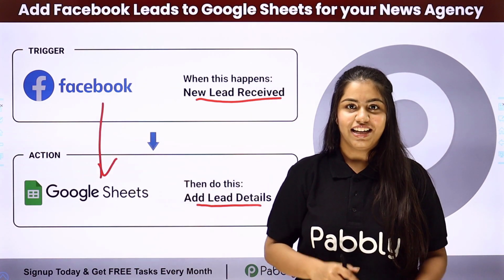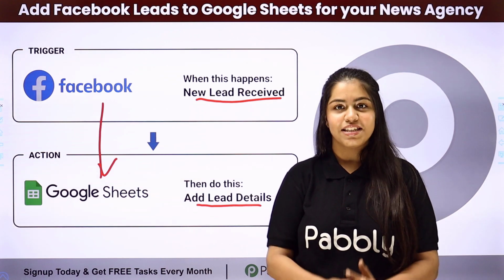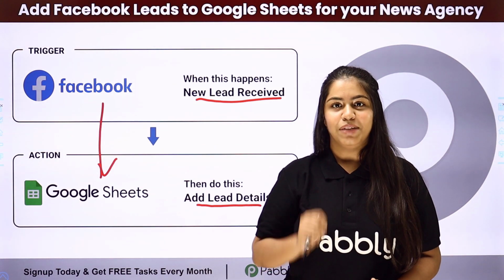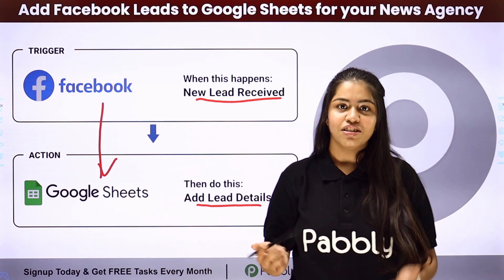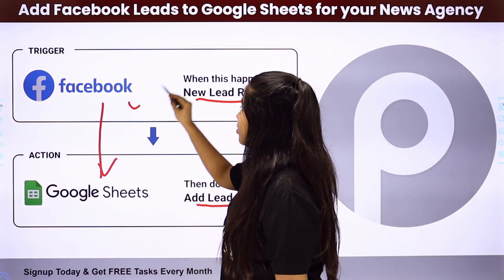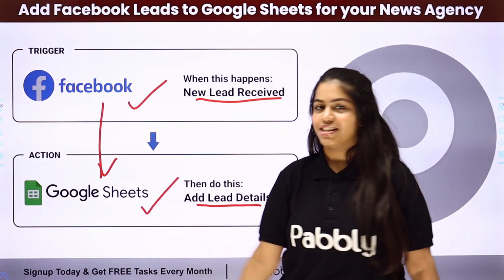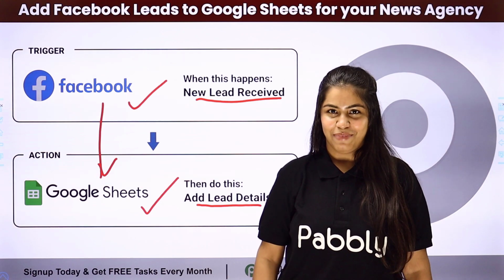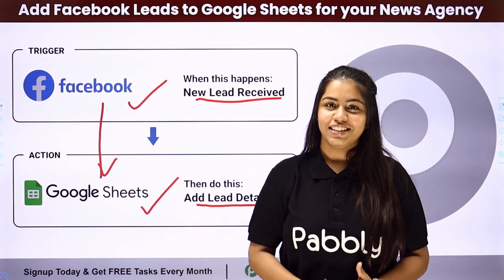To create this integration we are going to use Pabbly. It's an amazing automation software. In Pabbly, we have the concept of trigger and action. So for trigger, we are going to use Facebook, and for action, we are going to use Google Sheets. If you want to learn this process step by step, follow me through the screen.